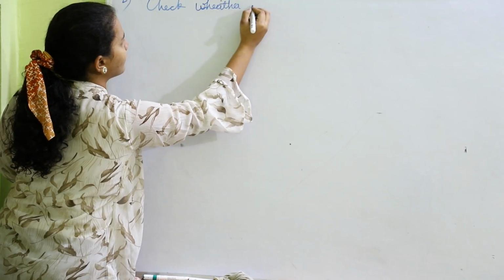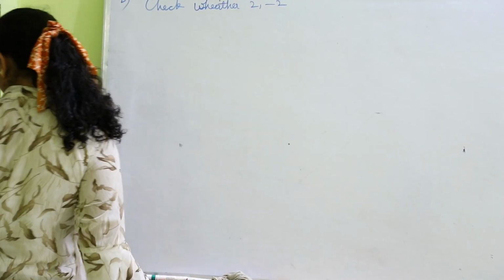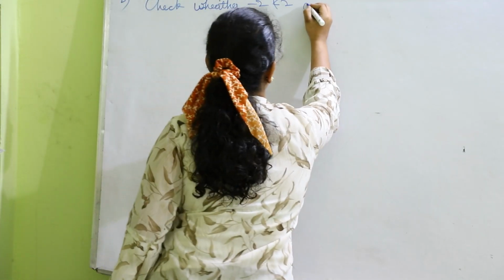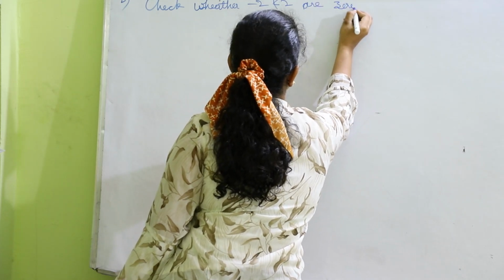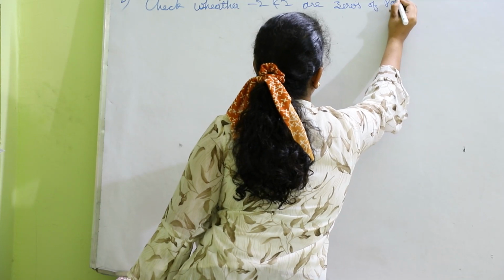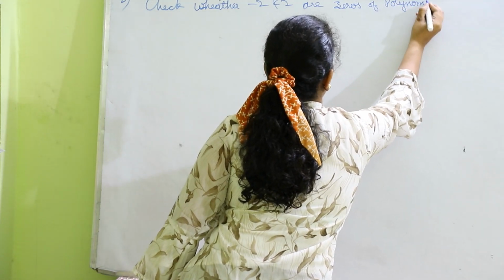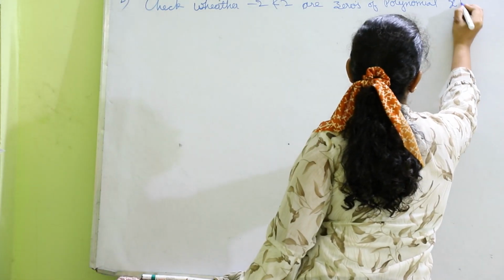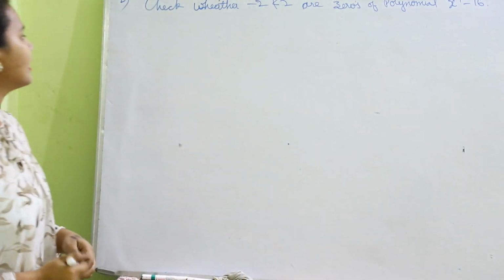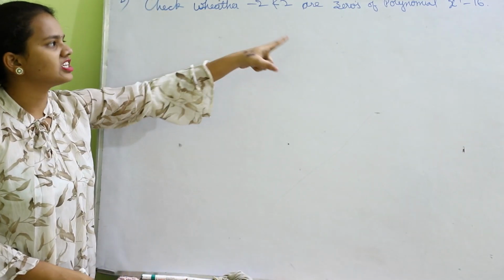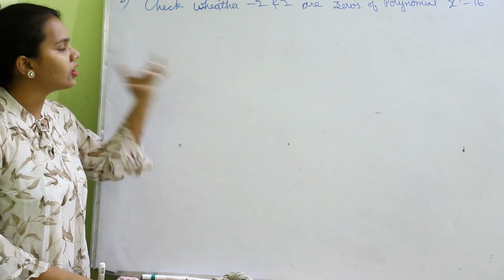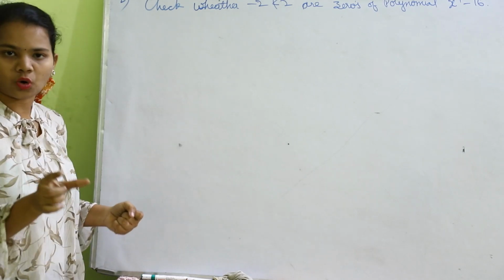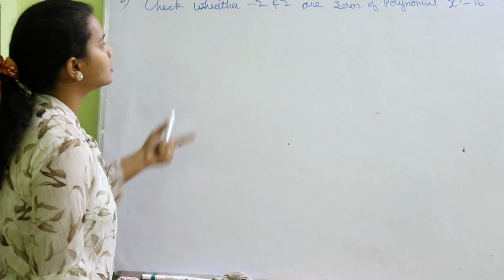Check whether minus 2 and 2 are zeros of polynomial, where here they have given x power 4 minus 16. So we must take it firstly, guys. Here they have given check whether minus 2 and 2 are zeros of polynomial. Means zeros of polynomial means if we equate something with a number, then the value should become 0. Okay, we must get 0 value. So this is nothing but the zeros of polynomial.